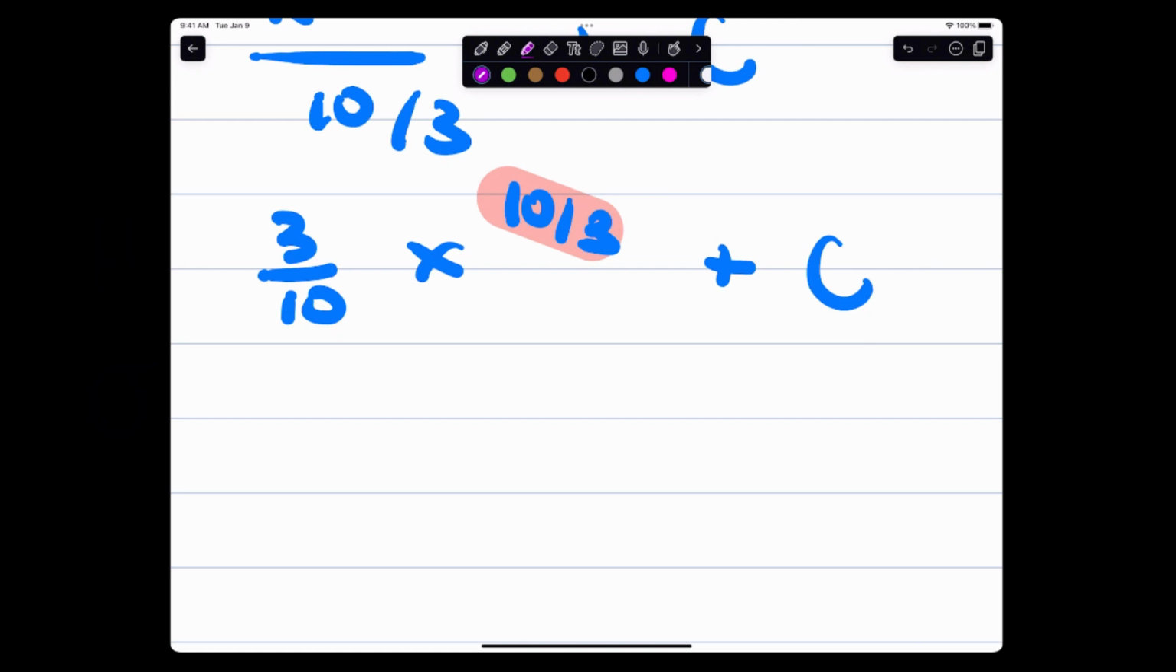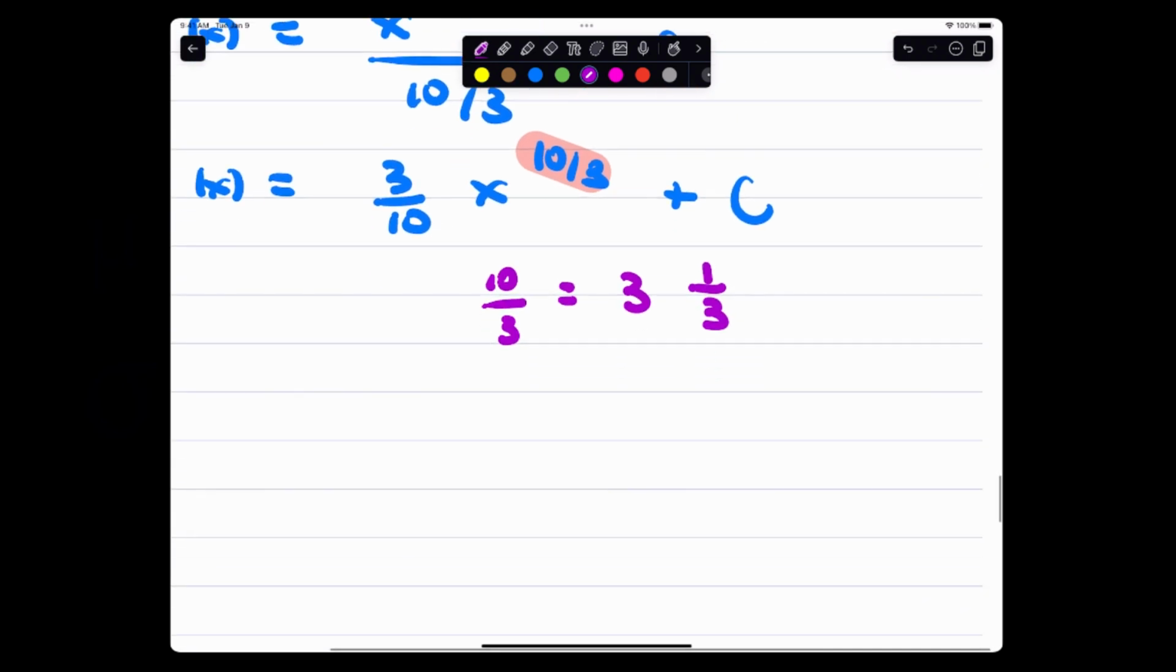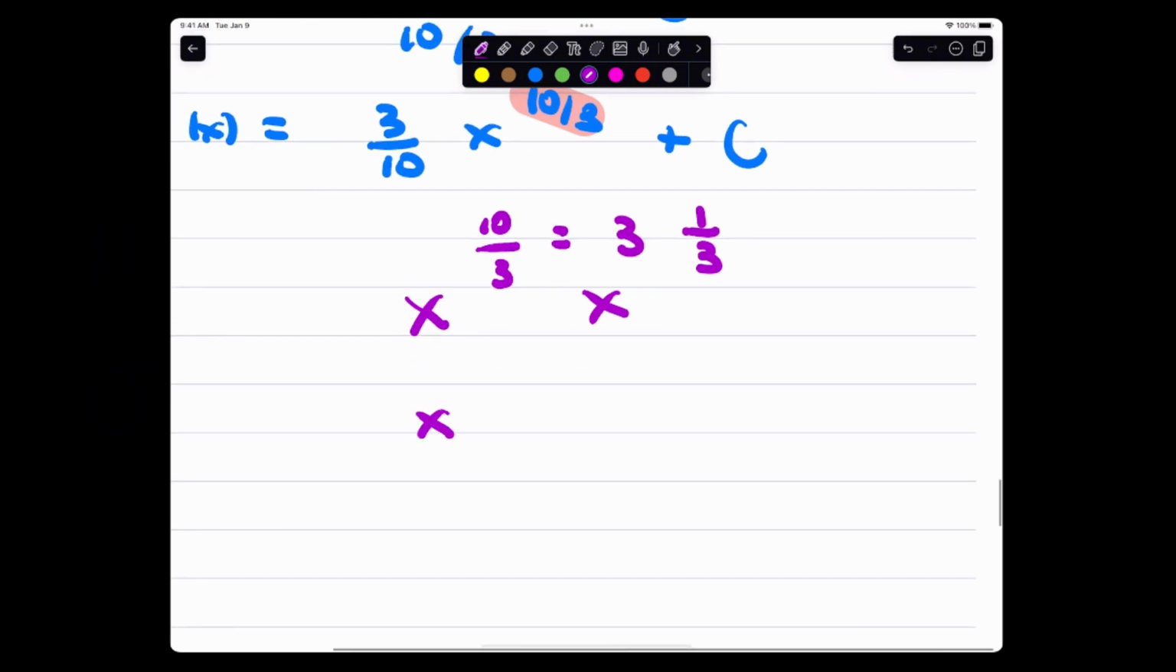10/3. What's 10/3? Remember what I did in that video, right? This is very helpful. You write the improper fraction as a mixed number. Good, good. And that is your new exponent. So if you have x to the 10/3, it's really x to the 3 and 1/3. You say, hey, is it really x to the 3 and 1/3 instead? Yes.